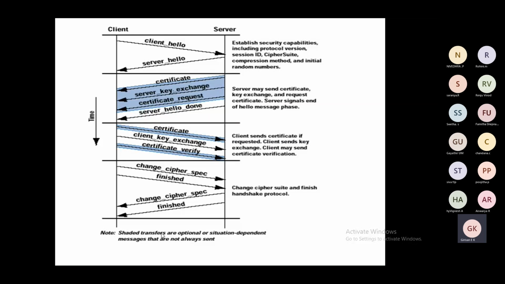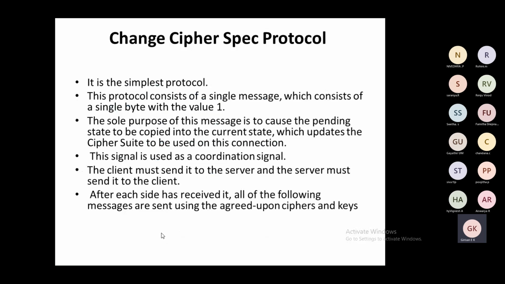In the fourth phase, the change cipher spec comes. That is to finish the exchange of messages between the client and server. It is indicated in the change cipher spec. So by enabling the bit or byte in the change cipher spec, we come to a conclusion that the handshake protocol has come to an end. Okay, so this is how the handshake protocol functions in the SSL for providing security.